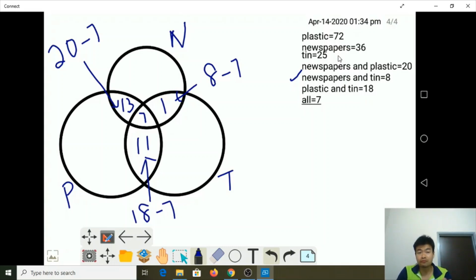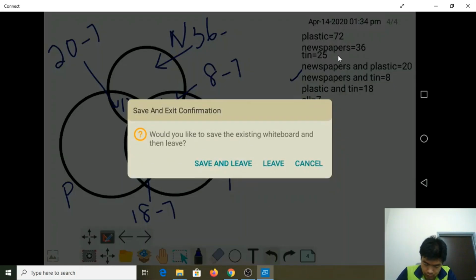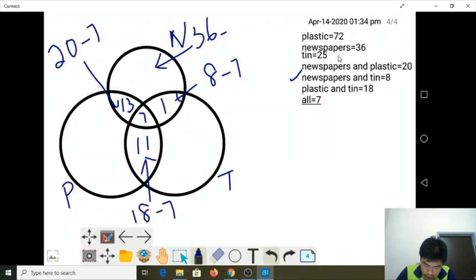Okay, good. Now we fill in the rest, the outer ring. How about the newspaper only? So 36 minus 13 minus 7 minus 1, right? So calculator, 36 minus 13 minus 7 minus 1, which is 15. Okay, this part is 15.